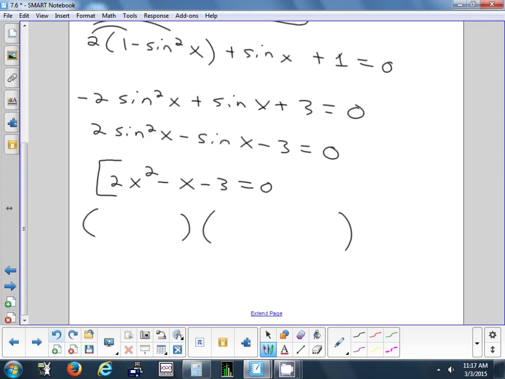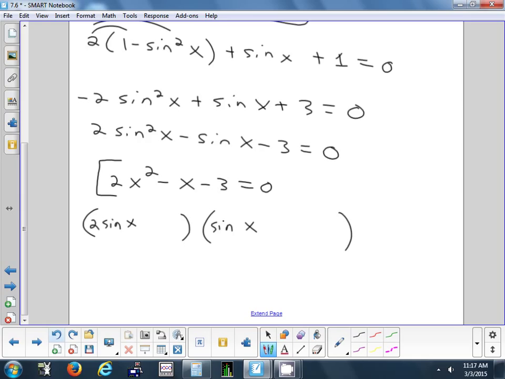Remember, this is not really the problem we're solving. X is really... Well, x squared is sine squared, but x is just sine x. Okay, so all we did was change sine x to x to make it easier. But let's try to factor the real problem we're doing. So that's like my 2x and x.